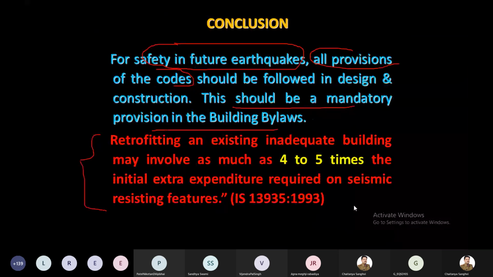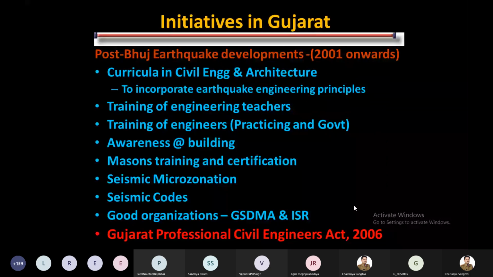Now, what are the initiatives that took place in Gujarat? The earthquake engineering subject was introduced in 2003, and in 2016 it became elective. You see, this is happening in education. People are forgetting earthquakes, and the university is also forgetting earthquakes now. And now we are waiting for another big event, and then again the new resolutions will come in the picture.